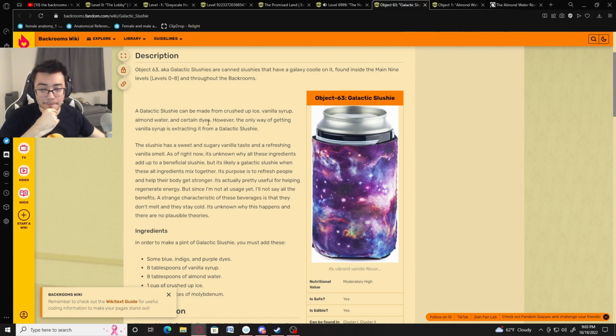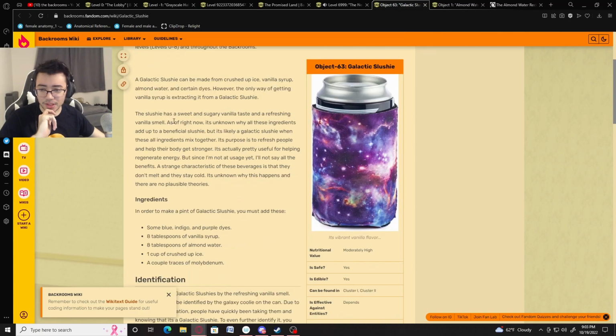And certain dyes. However, the only way of getting vanilla syrup is extracting it from a Galactic Slushy. What? The slushy has a sweet, sugary vanilla taste and a refreshing vanilla smell. A strange characteristic of these beverages is that they don't melt and they stay cold. It's unknown why this happens, and there are no plausible theories.